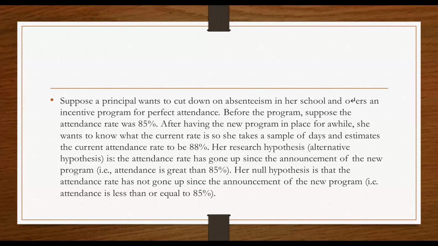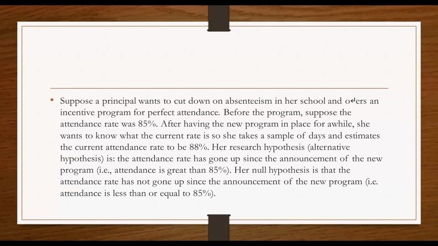Now, the researcher's hypothesis is that the attendance rate has gone up since the announcement of the new program. That is the alternative hypothesis. You get the point, right? Then the null hypothesis will be that the attendance has not gone up since the announcement of the new program, meaning things are still equal, just like that. Have you gotten the point? No? I'll repeat.